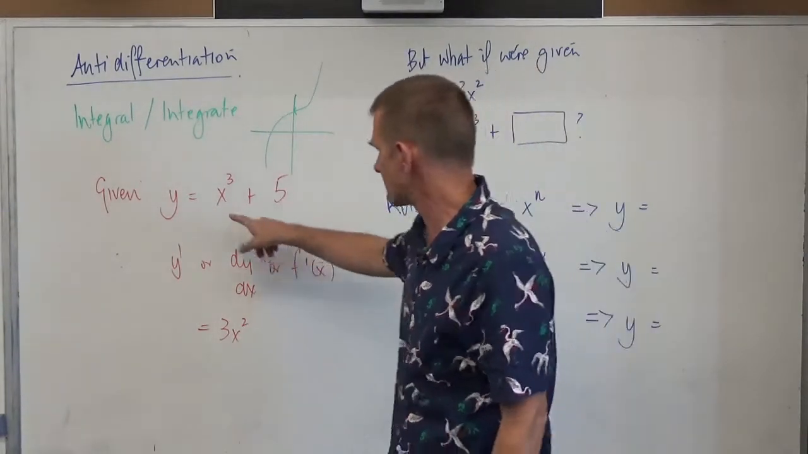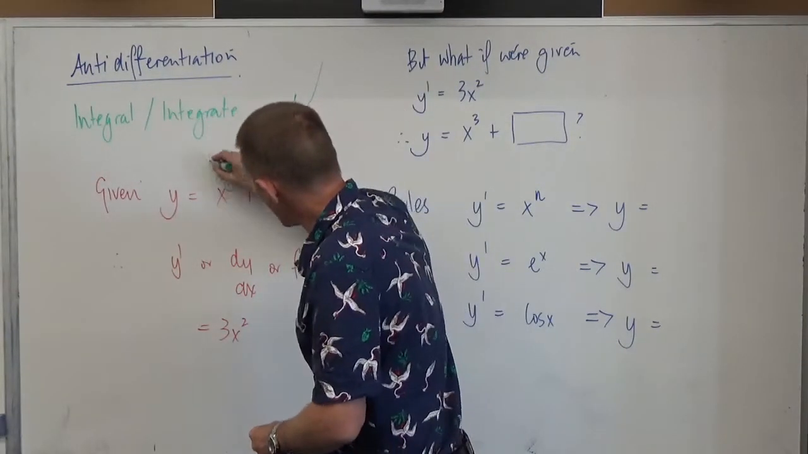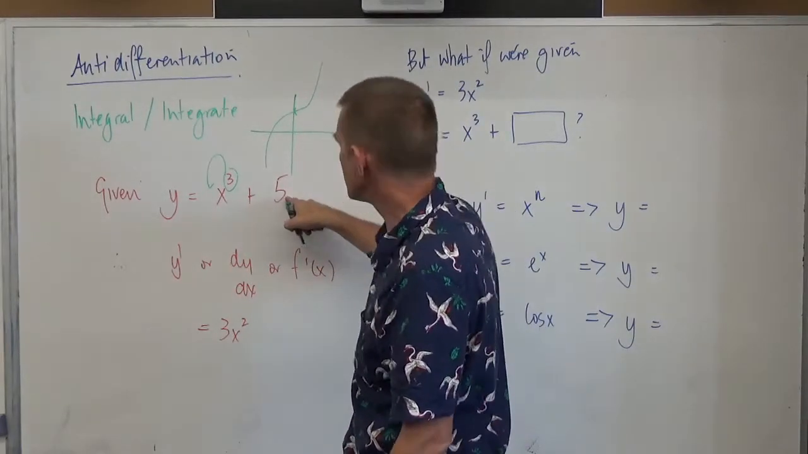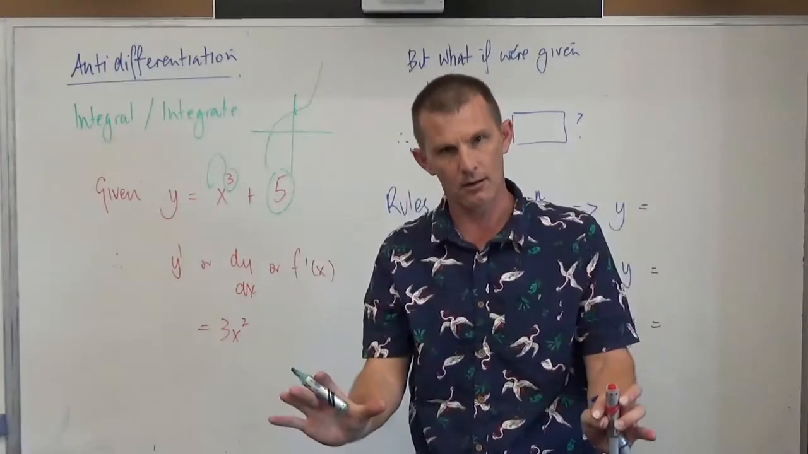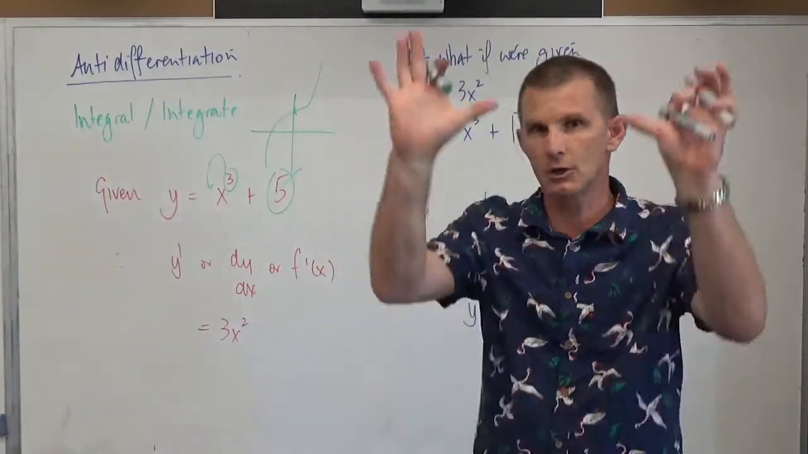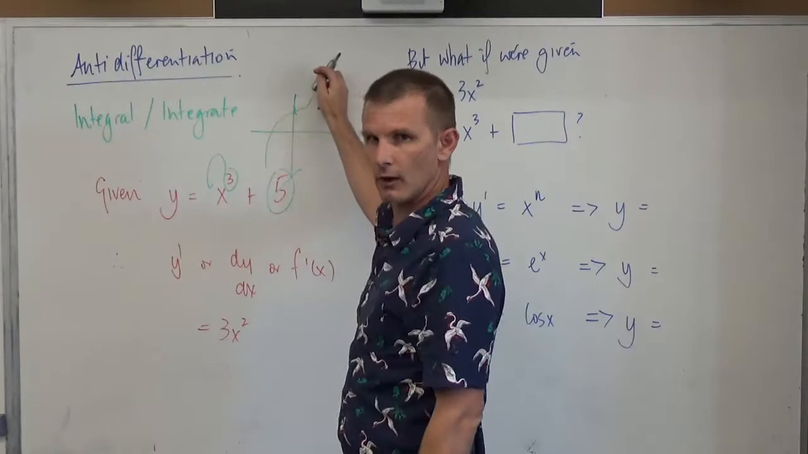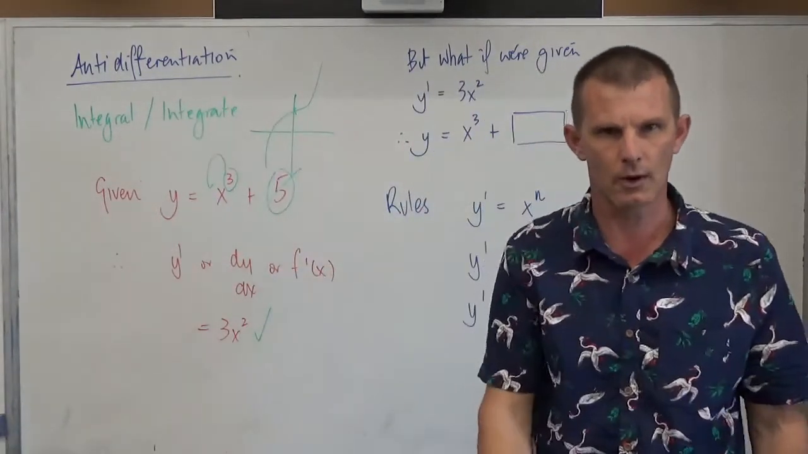And you should be able to see that and go, rightio, well, this guy, it's power out the front, lower the power by 1, and this one is really just a number, isn't it? That just moves the graph up and down. So that thing, we just drop it out. We don't worry about it because that's changing where the graph is. It's not changing the slope of the graph. So this should be all revision. Here we are, find 3x squared.